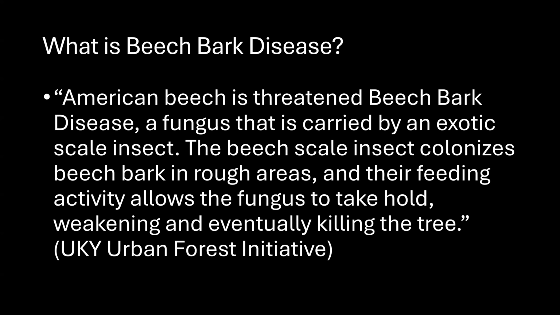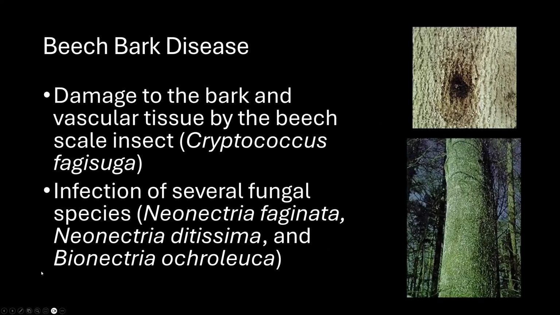So this is actually a quote from our urban forest initiative at the university. That American beech is threatened by beech bark disease, a fungus that is carried by an exotic scale insect. The beech scale insect colonizes beech bark in rough areas, and their feeding activity allows the fungus to take hold, weakening and eventually killing the tree. So let me go more in depth on what all that is, because that's a lot of information. So let's kind of break it down.